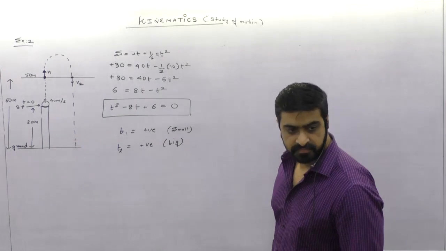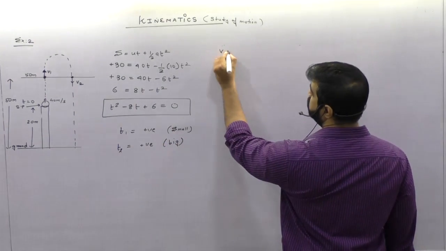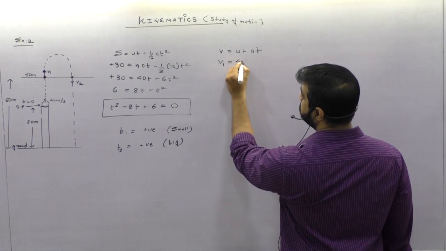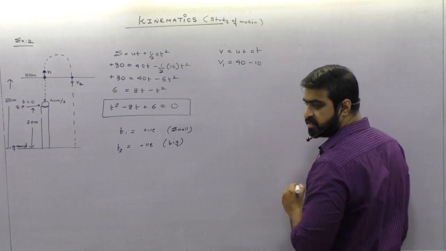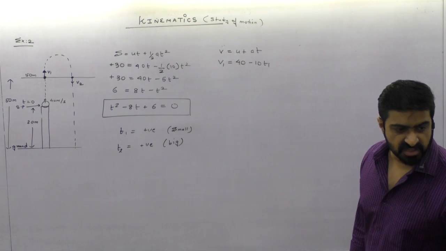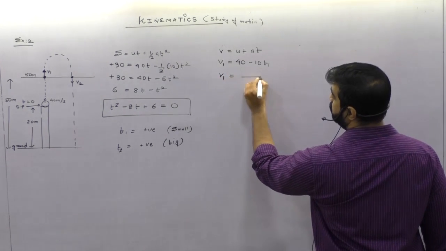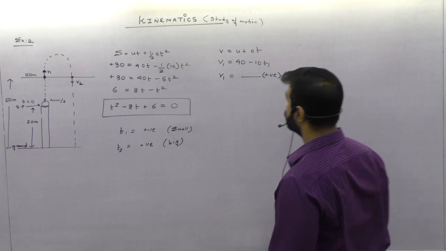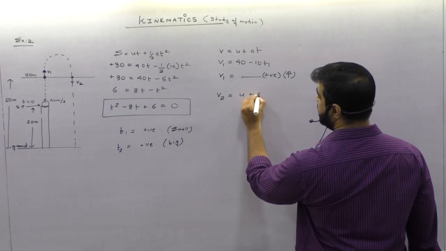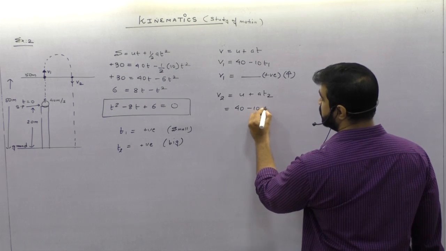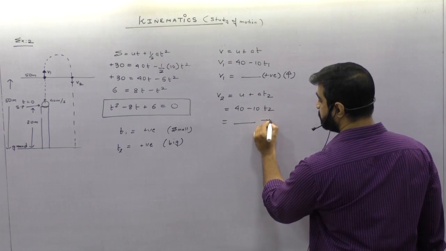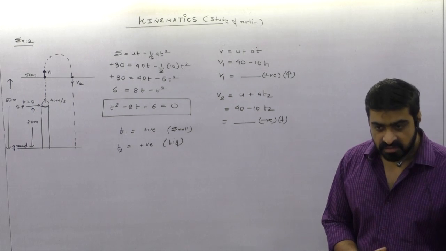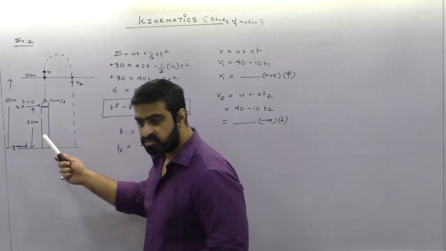Now I need v at that point. You know v is u plus at, because t I know. So v1 will be u, which is 40, minus 10, because a is minus 10, and in place of t I'll put t1. Pay attention over here. This answer will come positive. Positive means it is directed upwards, because this direction I have taken as plus. And similarly v2 will be u plus a t2, that is 40 minus 10 t2. This answer will come negative, meaning this velocity is directed where? Down. Getting it? So like this, at any instant you can find the velocity as well as the time.